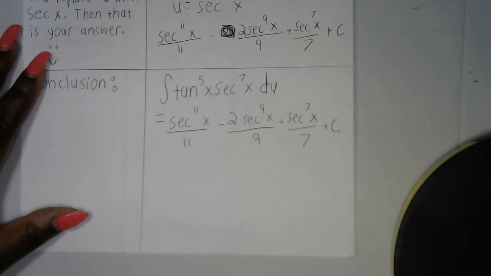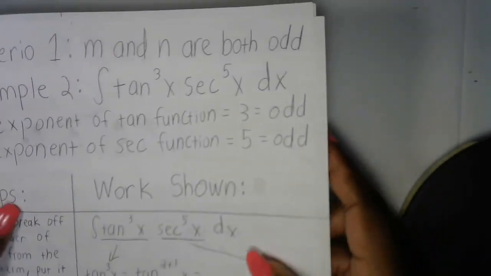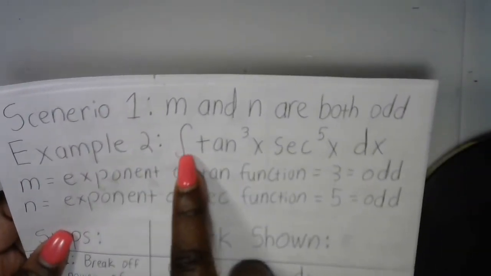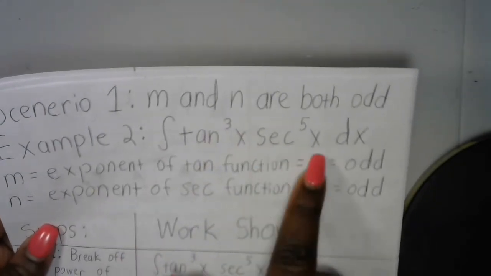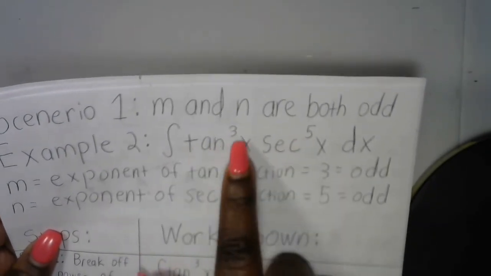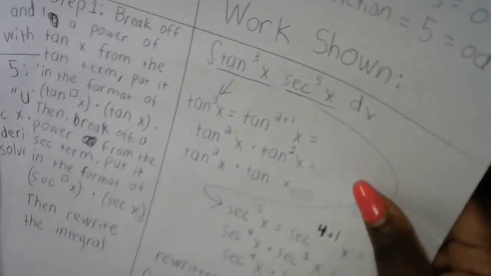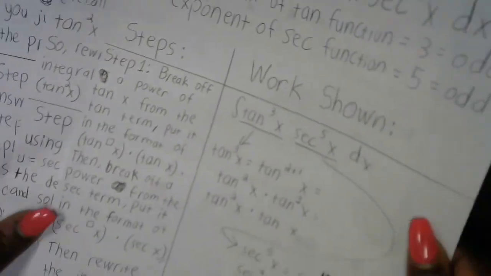I also did a second example on scenario 1. I did an example 2 of tan x to the 3rd power times secant x to the 5th power. As you can see, both of the exponents are odd, so that applies to scenario 1. It's all solved out, with all the steps.